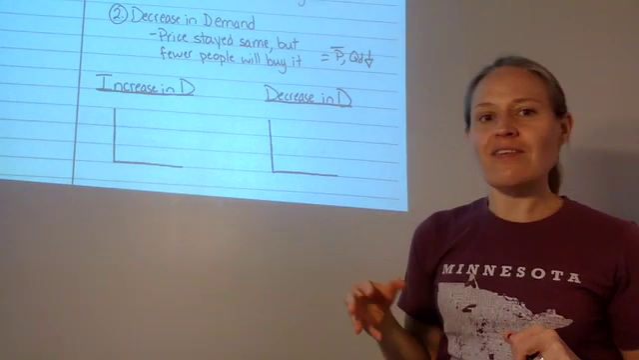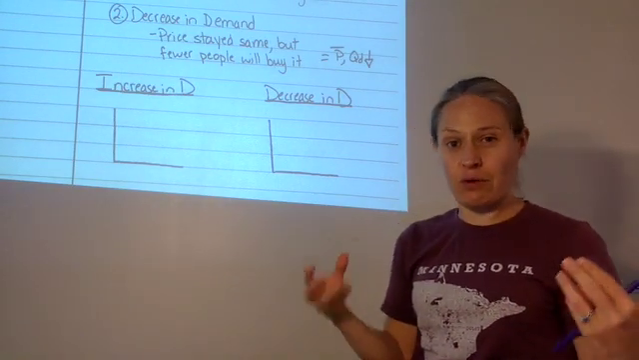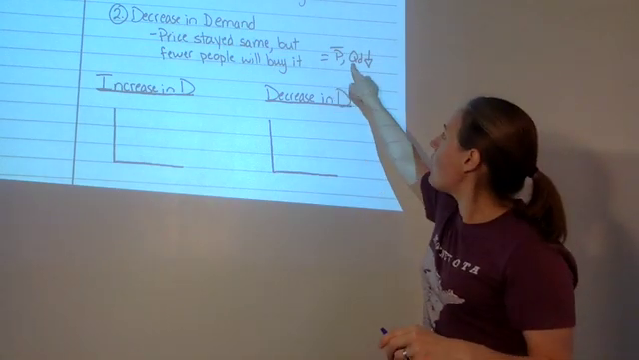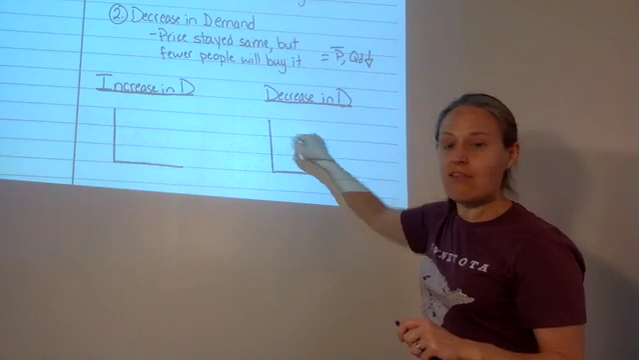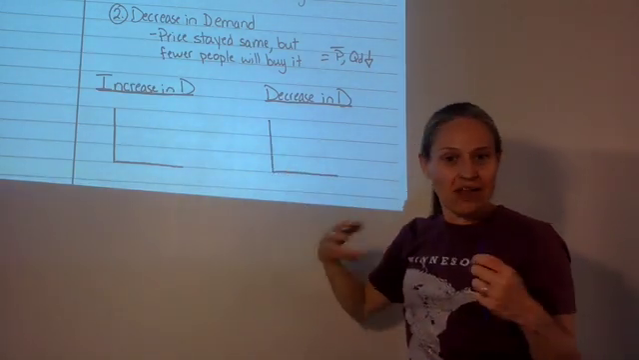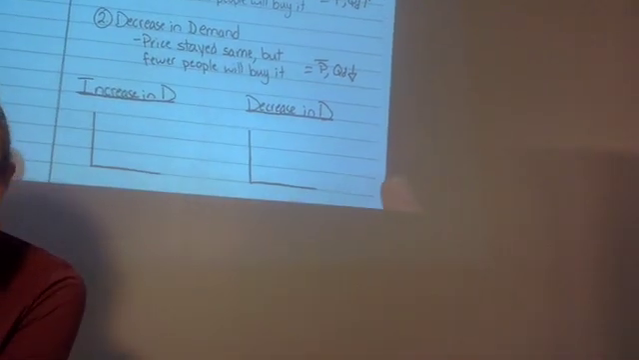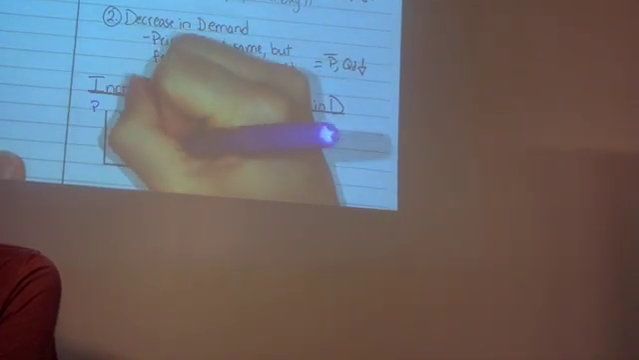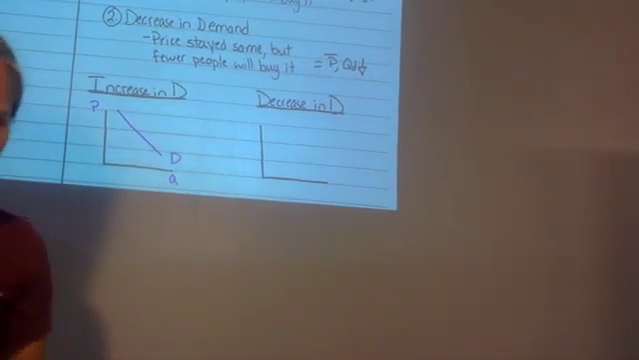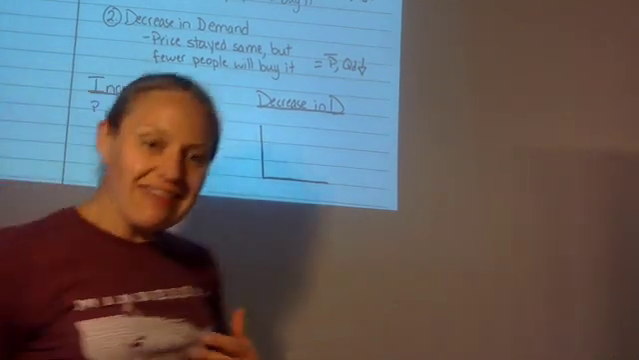And a decrease in demand means that the price stayed the same, but fewer people will buy it. It meaning whatever good and service, and for whatever reason. So price stayed the same, quantity demanded, meaning the amount of people who will buy it, goes down. And we're going to graph that again, just like we did, but we're going to explain how it shows that. So the increase in demand, we're going to put a P and a Q, and we're going to put our demand curve. Now, for increase in demand, it says that the price stays the same.